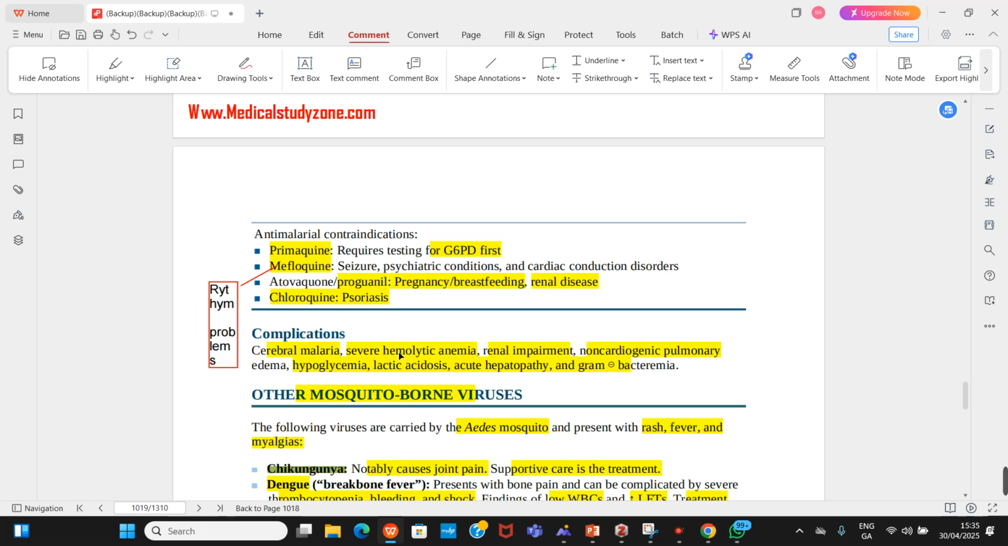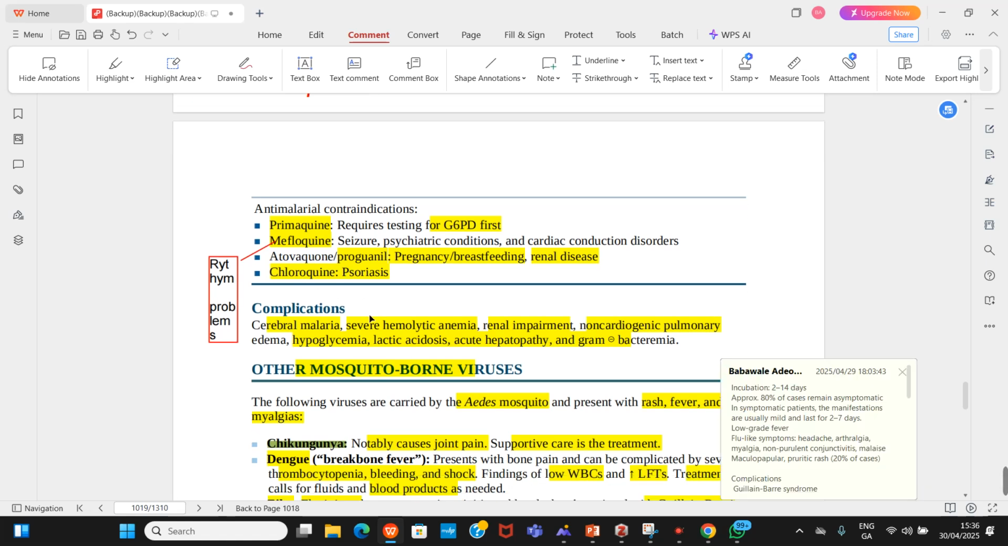That's mefloquine for you. Then, atovaquone-proguanil cannot be used by pregnant people. It can be secreted in breast milk, so don't give it to breastfeeding mothers, and it can also cause renal problems. Chloroquine can cause problems with the eyes. It can cause skin issues, itchiness, and even provoke psoriasis.